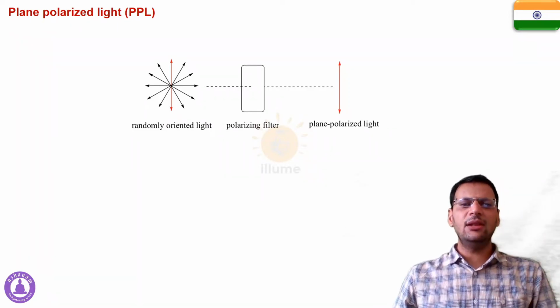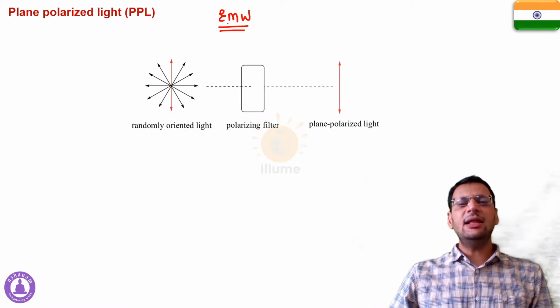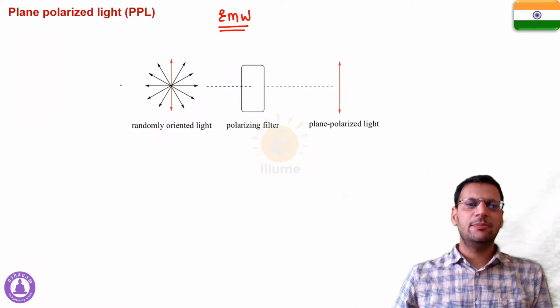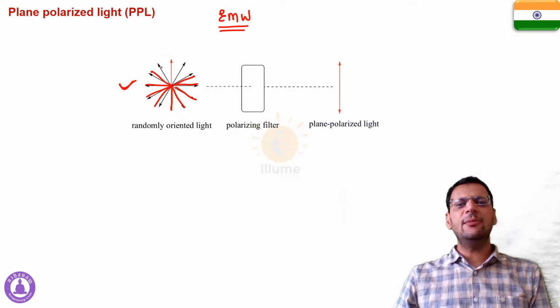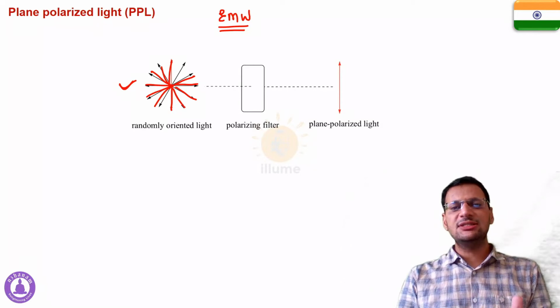Now in a normal light ray, we all know that light is an electromagnetic wave, and in light the oscillations are in multiple planes, as seen in this diagram. You can very well see different planes in which oscillations are taking place. So in a randomly oriented light there are multiple planes in which oscillations take place.